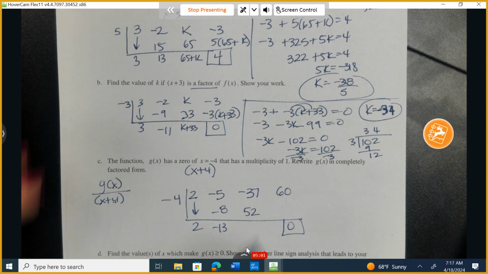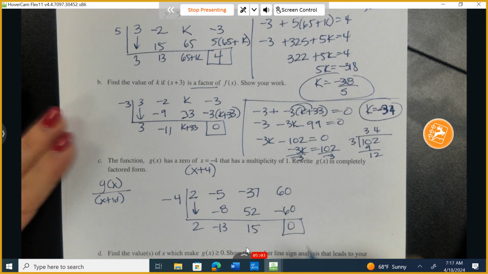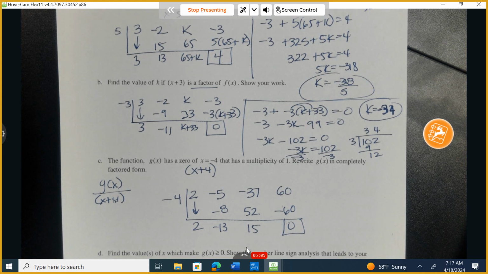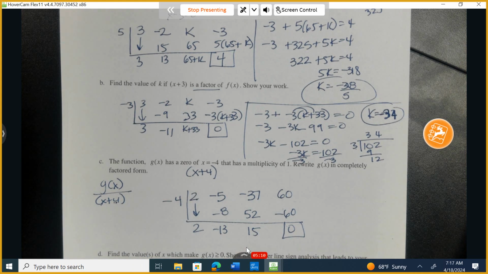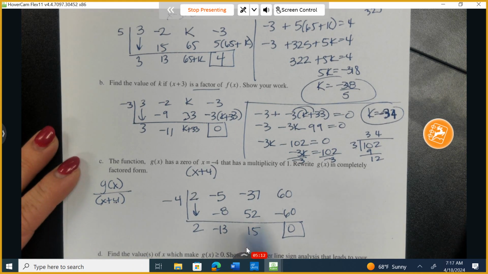Well, the difference is a positive 15, and I multiplied. Okay, so this is what I have. I use synthetic division. I knew I was going to get 0 if it's an x-intercept or a 0. But what do I do with this portion?